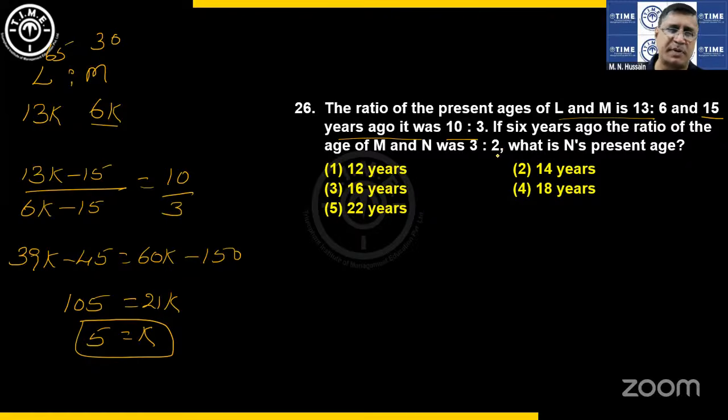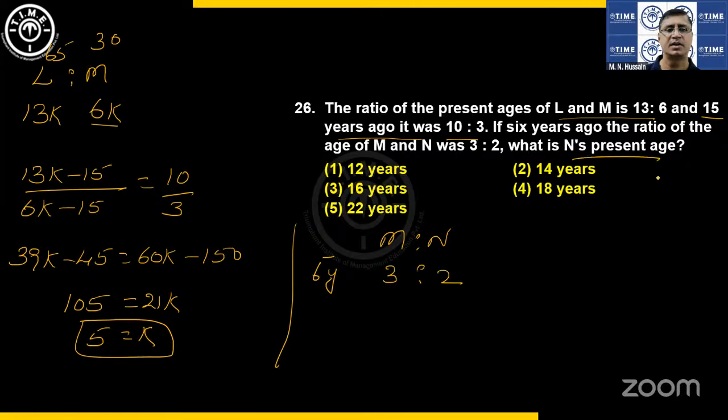Now look at the next part of the question. If 6 years ago, the ratio of the ages of M and N was 3 is to 2. M and N 6 years ago, how much was it? 3 is to 2. What is the present age of N? The present age of M is given as 30. 6 years ago means 30 minus 6. 30 minus 6 is equal to how much? 24.